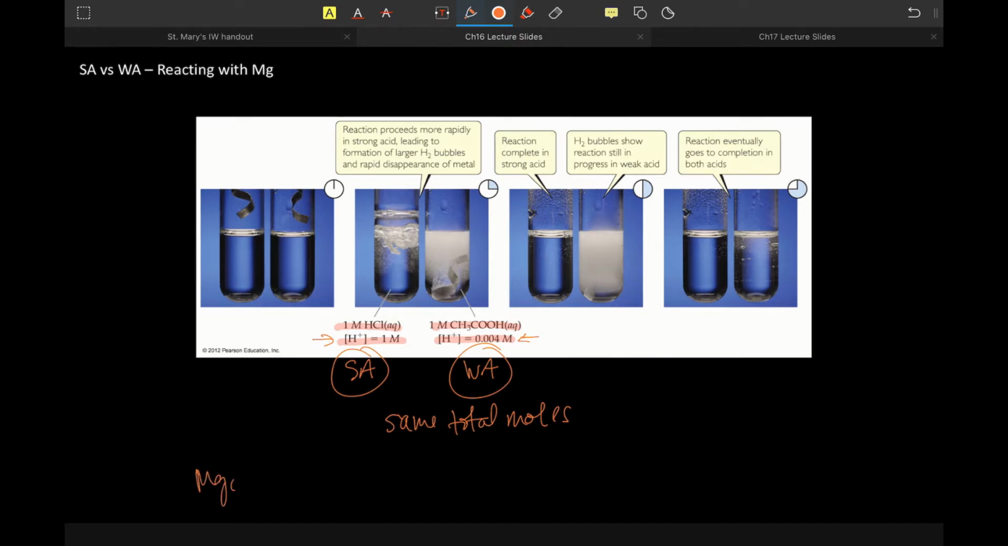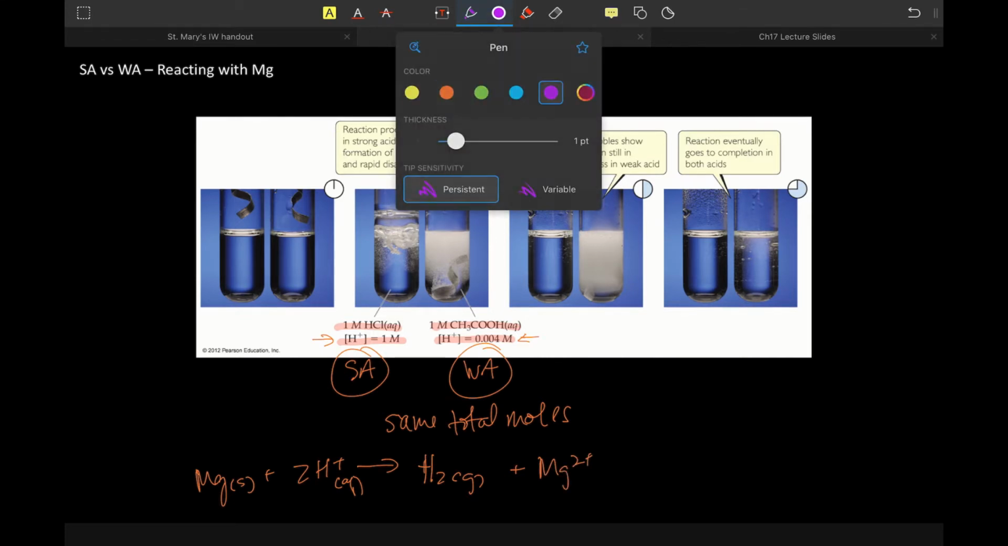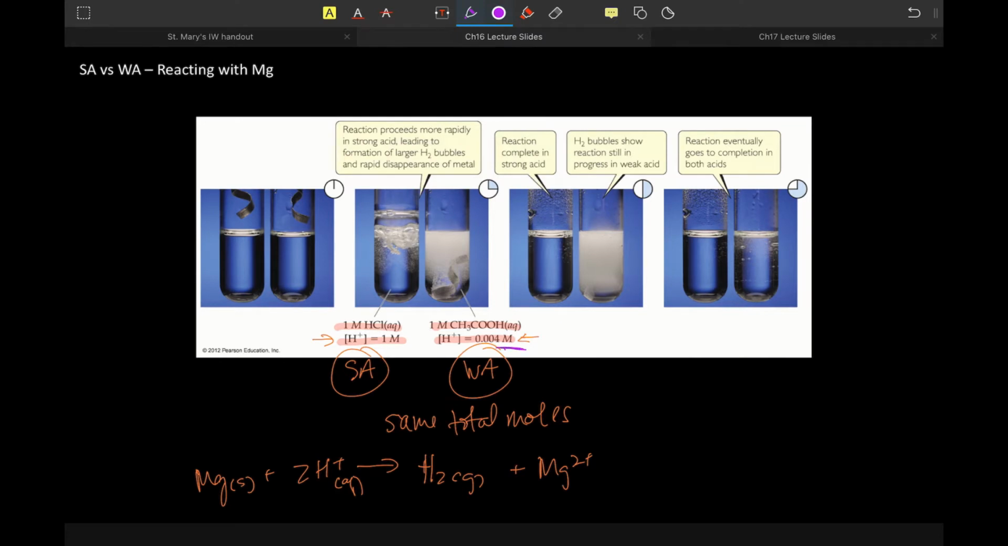Just to be clear, the net ionic equation is going to give us some H2 gas plus some Mg2+. That's what the net ionic says. And if we think about the implications here, this one has much less H+ immediately available versus this one.